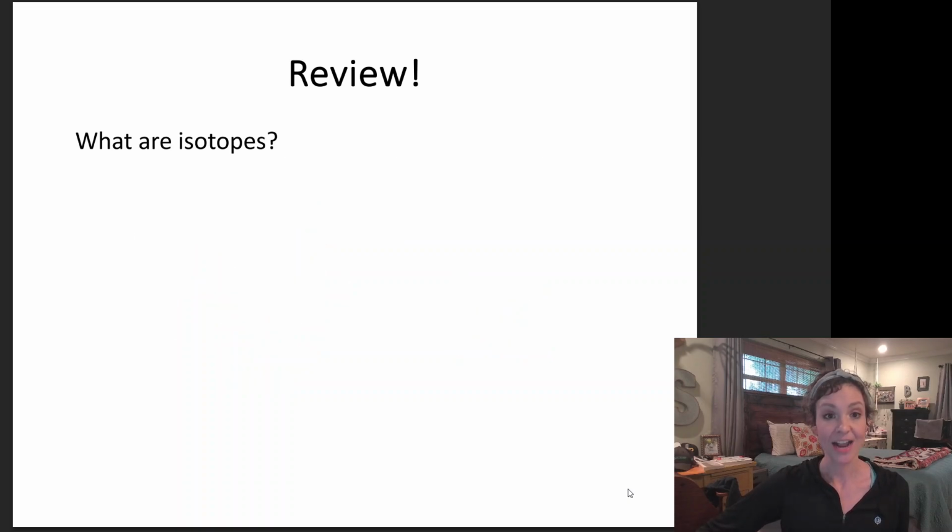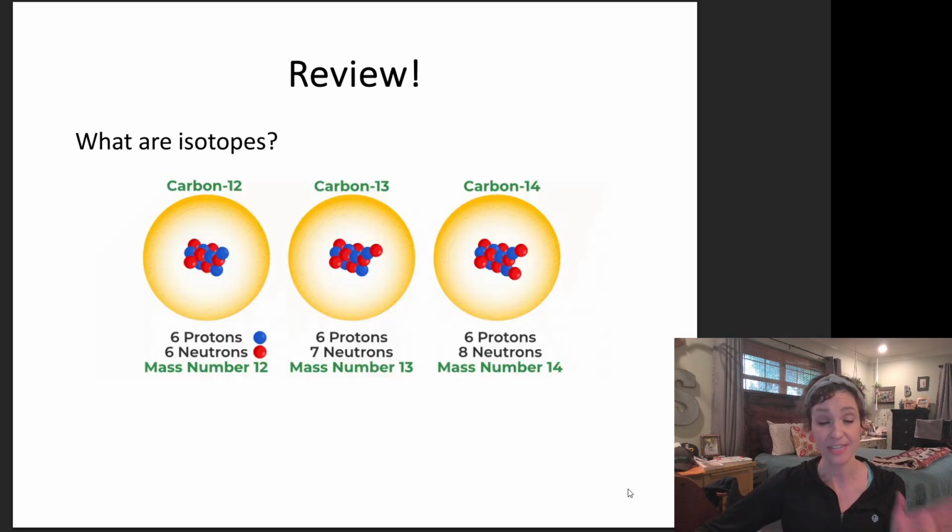Okay. What are isotopes? You were like, oh no, here we go again. Well, let's just look at this picture. These are three isotopes of carbon. Carbon is all carbon, okay? But it can come in different flavors or forms, particularly isotopes. So this is the isotope carbon-12, this is the isotope carbon-13, and this is the isotope carbon-14.